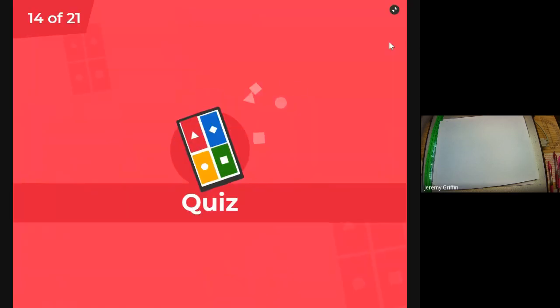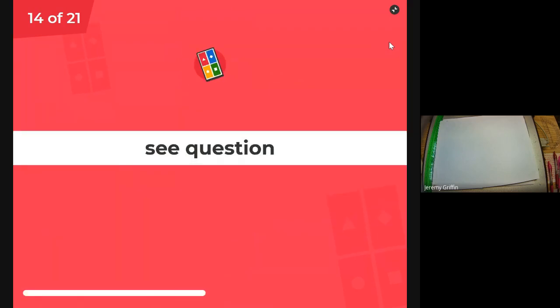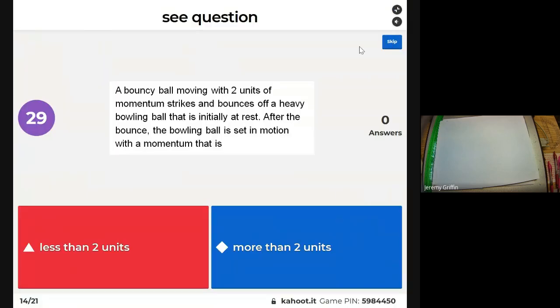Okay. All right, now here's what that leads up to, though. I've got a slightly different question. It's a little bit trickier. A bouncy ball with 2 units of momentum bounces off a bowling ball at rest. Now, just the bowling ball itself is set into motion with how much momentum?